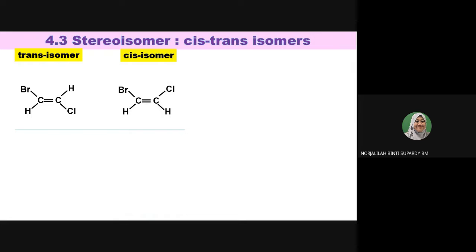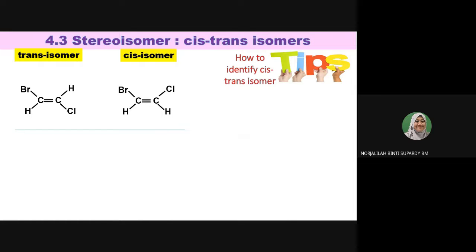Okay, for cis-trans isomers, these are the requirements. The first one is the carbon-carbon restricted rotation. So this is the restricted rotation about the carbon-carbon double bond in alkene, or carbon single bond in cyclic structure. The figure shown here is for alkene, restricted rotation.